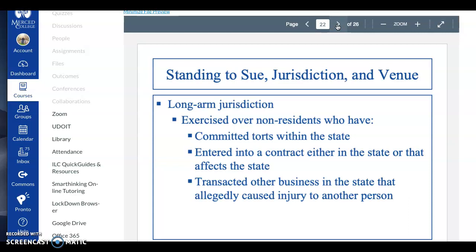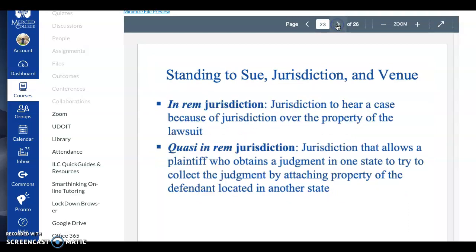If an individual has committed a tort within the state, the long-arm statute's going to apply. If they entered into a contract within the state, or if they caused injury in the state. So maybe you were just driving through, but you were in a car accident, so it's still going to apply.